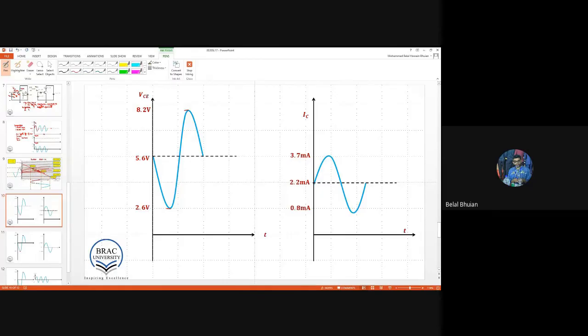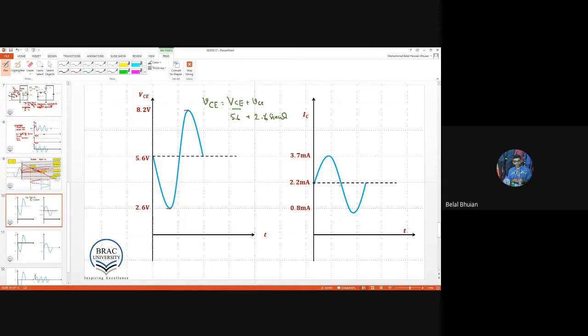The DC part is 5.6 volt. So VCE consists of a DC part VCE plus a small signal vce. VC is 5.6, and this one is a sine wave, let's say 2.6 sine omega t. And this is the corresponding changing current.